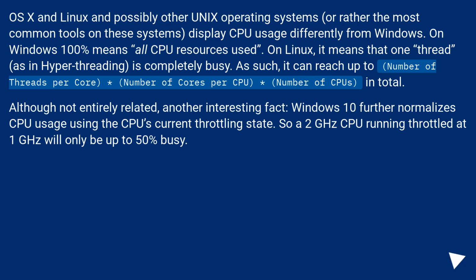Although not entirely related, another interesting fact: Windows 10 further normalizes CPU usage using the CPU's current throttling state. So a 2 GHz CPU running throttled at 1 GHz will only be up to 50% busy.